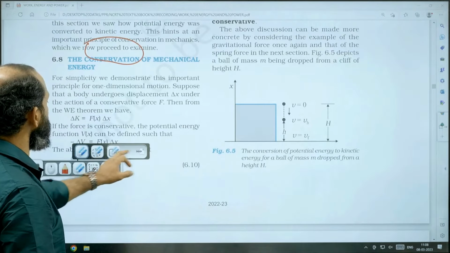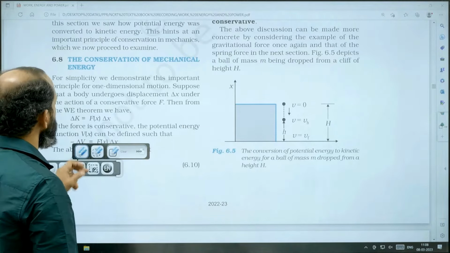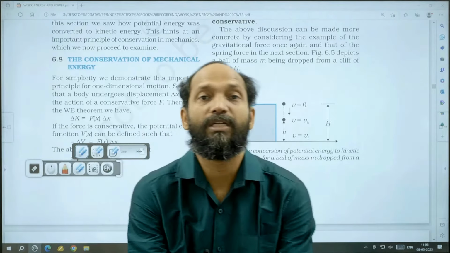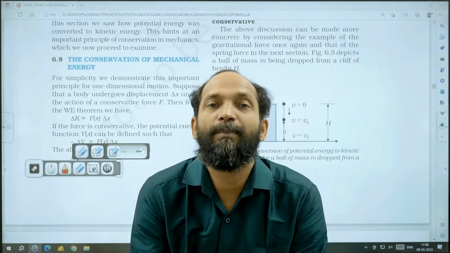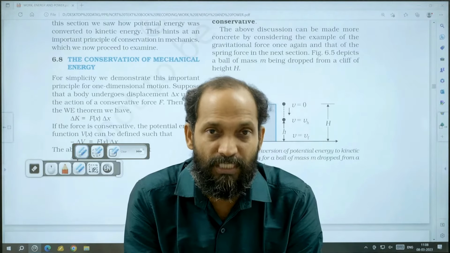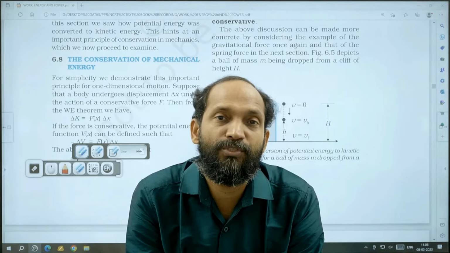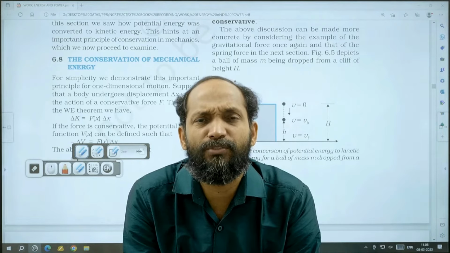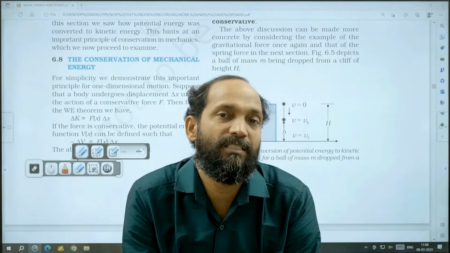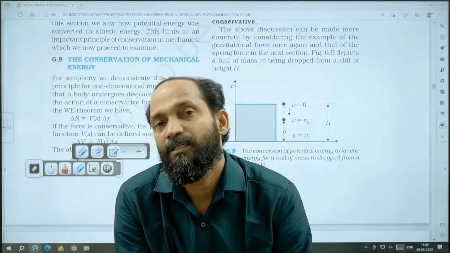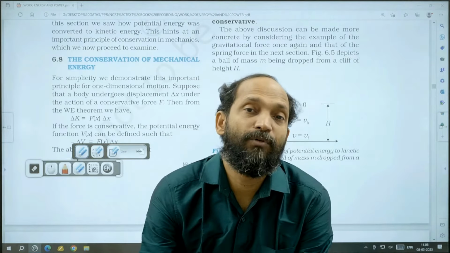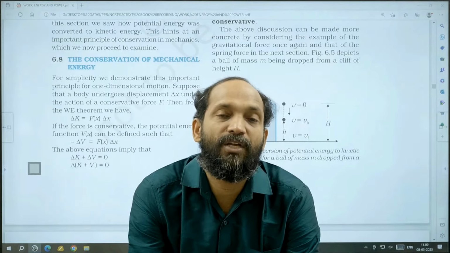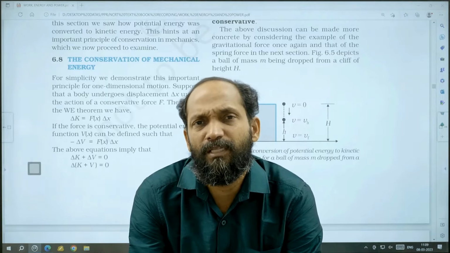Conservation of mechanical energy. What do you mean by that? In the absence of any non-conservative forces, that means frictional forces do not do any work and only conservative forces do work, then total mechanical energy happens to be a constant. Mechanical energy is the sum of kinetic energy and potential energy. So kinetic energy plus potential energy is a constant throughout that process.